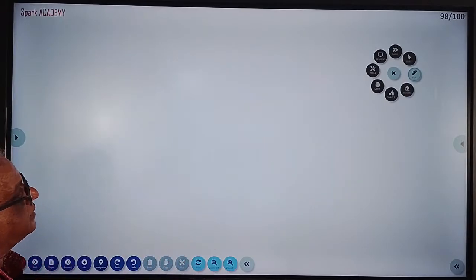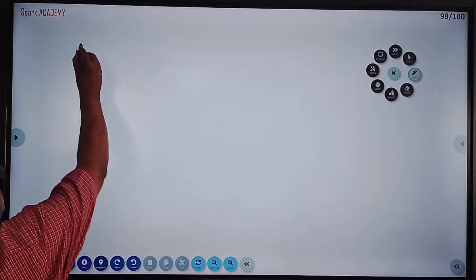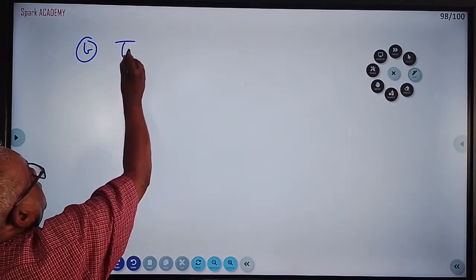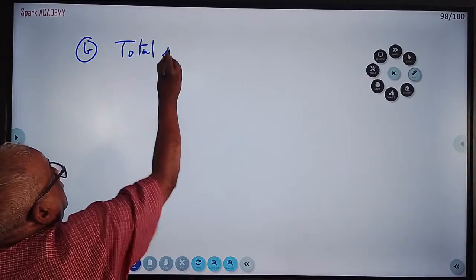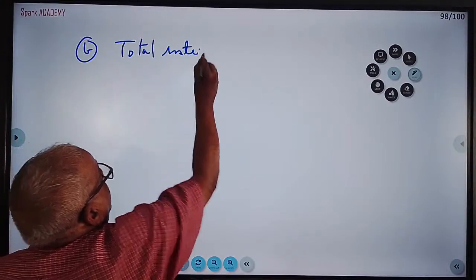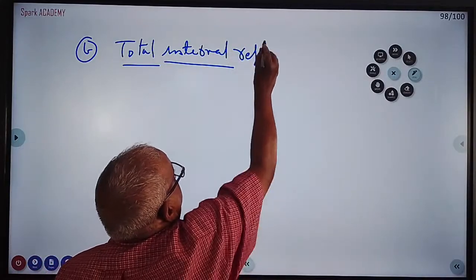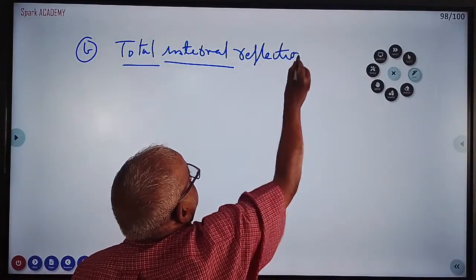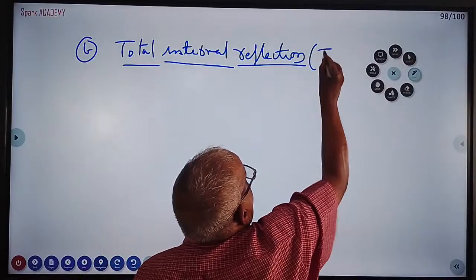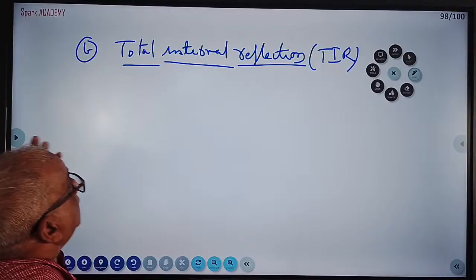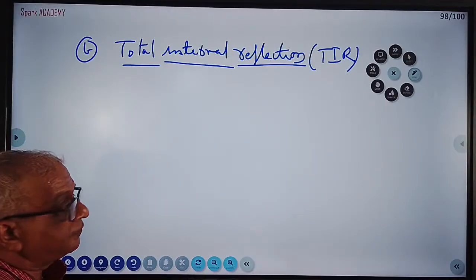Now total internal reflection, I am explaining. Next concept, what is there in the 4 marks, this is a 2 marks question. Next, total internal reflection. Students, total internal reflection is also called TIR. TIR means total internal reflection.